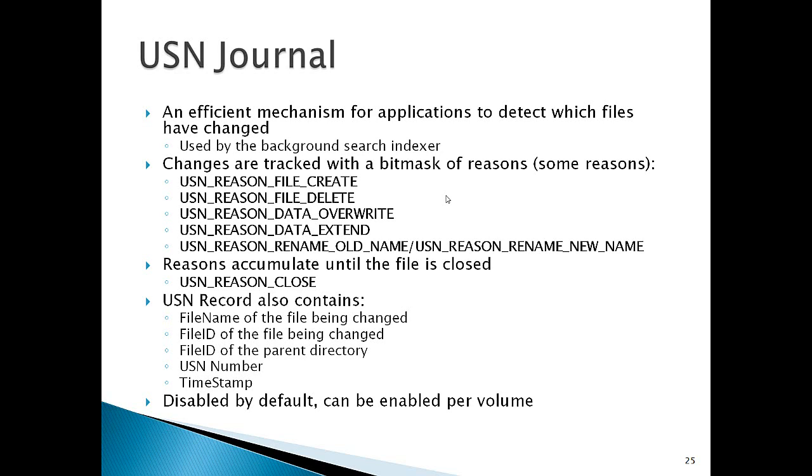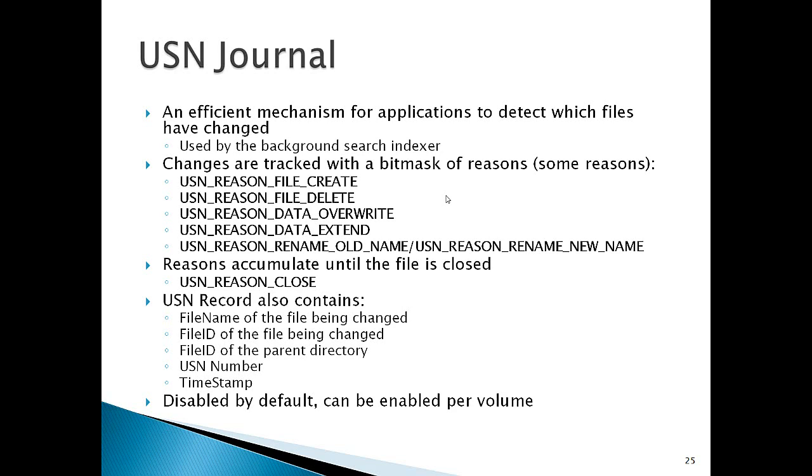So the USN journal, this is an efficient mechanism for applications to detect which files have been changed. And when we looked at the MFT, we talked about a lot of the mechanisms there that helped us out. It's also used by the background search indexer. Changes are tracked with a bit mask of reasons. Some of the more common reasons are file create, file delete, data overwrite, data extend, and renames. The reasons can accumulate until a file is closed, so you might have a number of reasons.